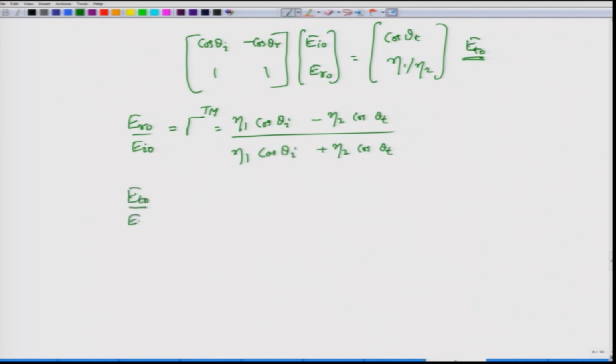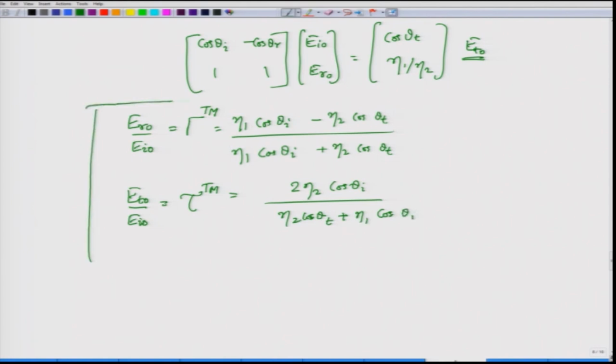Correspondingly, E_T0 to E_I0, the ratio of the transmitted electric field amplitude to the incident electric field amplitude, which we call tau TM, will be given by 2 eta 2 cos theta_I divided by eta 2 cos theta_t plus eta 1 cos theta_I. This may be a little confusing, so let me rewrite it. It is eta 2 cos theta_t plus eta 1 cos theta_I.